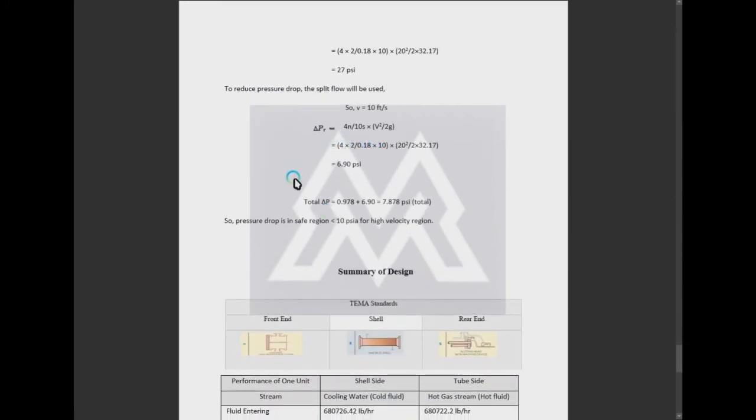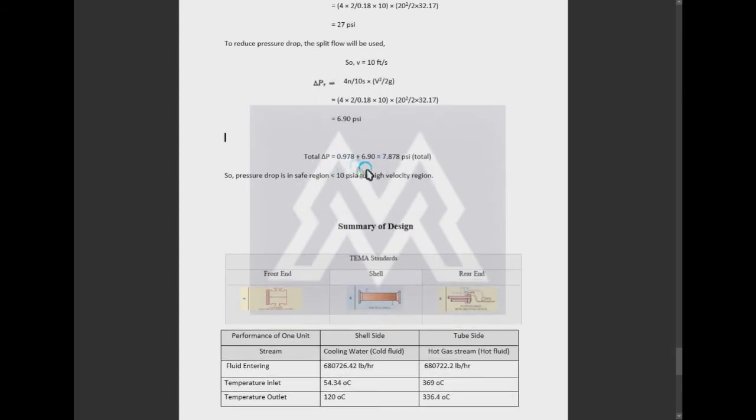The second technique is using the split flow. The split flow will divide the velocity into half. So V will become 10 feet per second from 20. Again putting this in, we will get a far lower value, 6.90 psi. So the total pressure drop will be in the optimum range, 7.87 psi, the safe region, smaller than 10 psi.